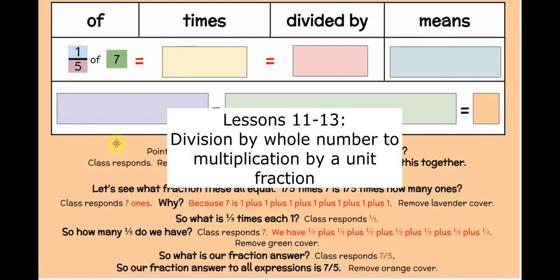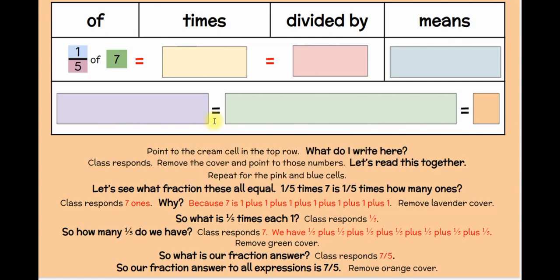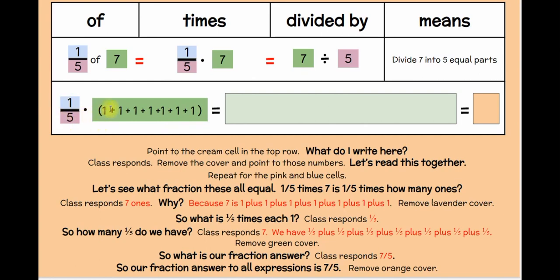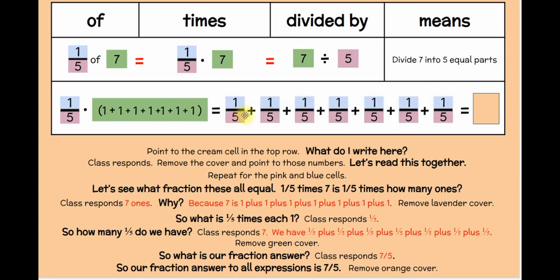Then we get to lesson 11, and now we're repeating a quick practice that often happened in 5th grade to start to build some of this fluency. So we would say 1/5 of 7, and the class would say 1/5 times 7, which is the same as 7 divided by 5, which means divide 7 into 5 equal parts. 1/5 times 1 plus 1 plus 1 plus 1 plus 1 plus 1 plus 1 is the same as 1/5 plus 1/5 plus 1/5 plus 1/5 plus 1/5 plus 1/5, which equals 7/5. Okay, so the responses are here at the bottom.